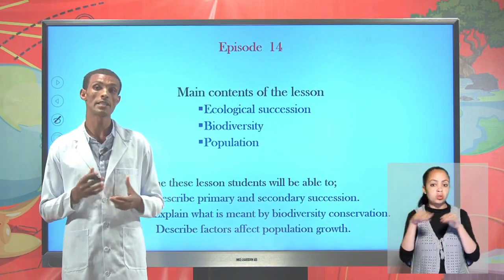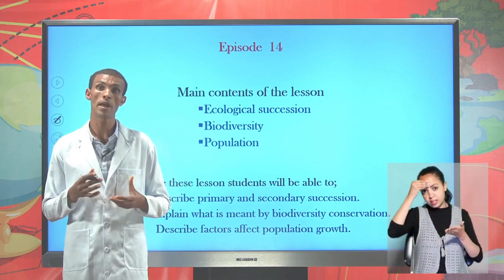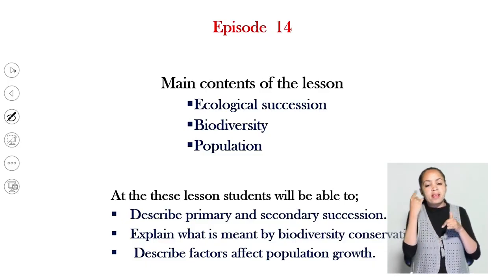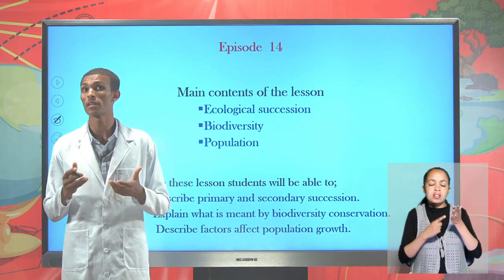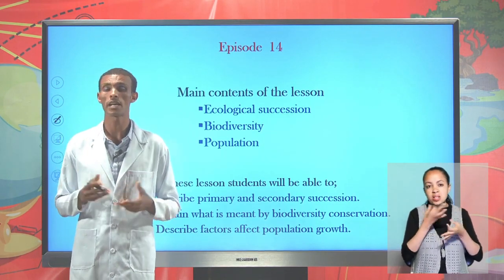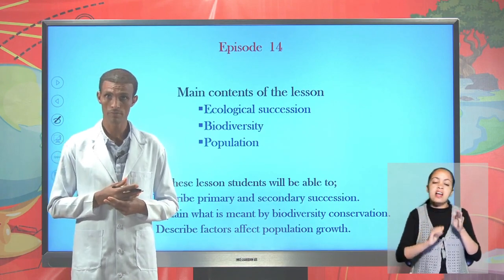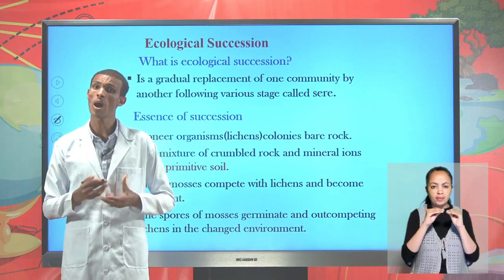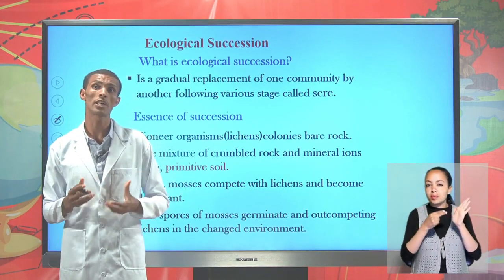Students, at the end of this lesson, you will be able to describe what primary and secondary succession are. I will explain what is meant by ecological conservation, and we will also describe factors that affect population growth. Students, do you know what the term ecological succession means?